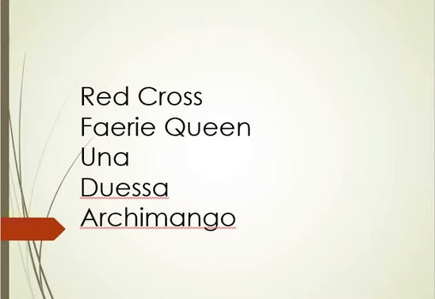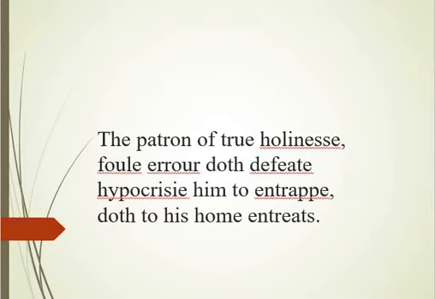So now we are going to discuss the textual lines. The patron of true holiness, foul error doth defeat; hypocrisy him to entrap doth to his home entreat. So my dear students, here the patron is the Red Cross Knight, error is the falsehood, and hypocrisy is represented by Archimago. So in the very first four lines, Spenser clearly announced the whole story: true holiness defeats error, and hypocrisy is entrapped, and we can say that they entreat in their home.